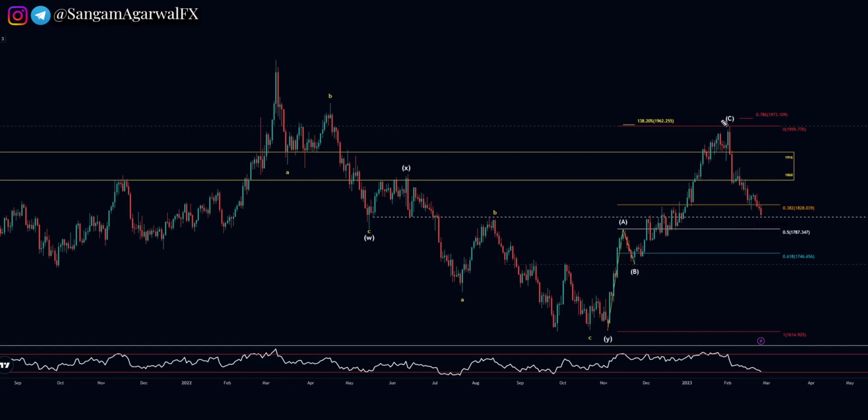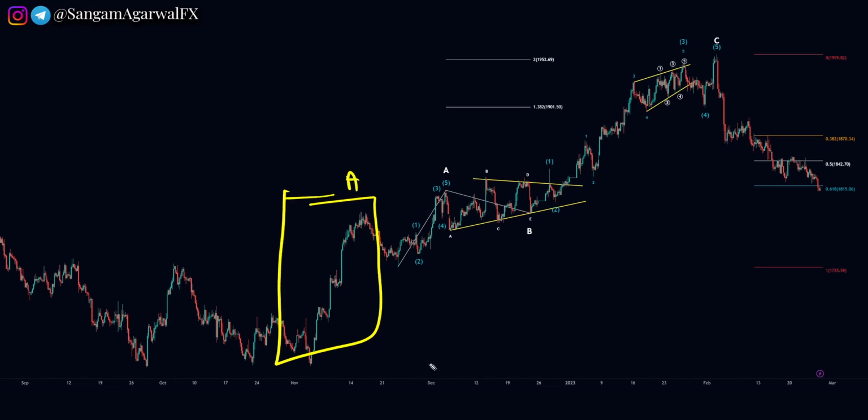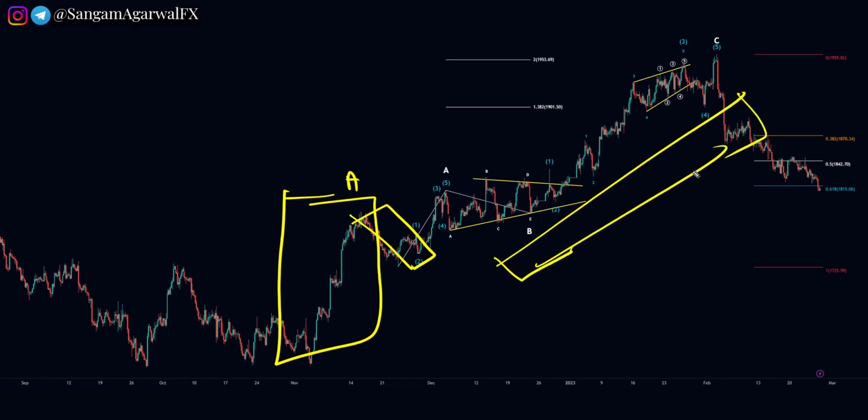But before we start our sub wave counting, we already have one piece of information in advance, that the top can be near 1962, because that is our projection target. And now we are on H4 time frame. This was your wave A of daily time frame. This was your correction, and this is your wave C of daily time frame.